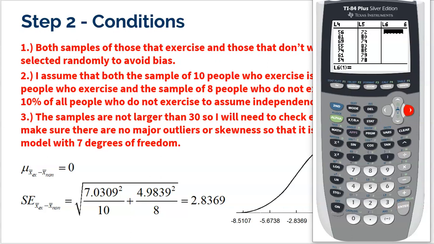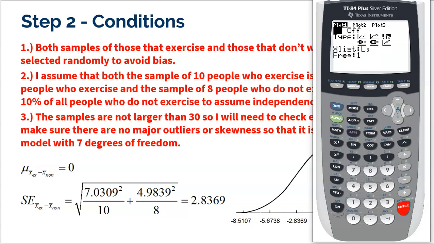Let me see here. I have the data entered into list 4 and list 5. So list 4 are my exercisers, list 5 are my non-exercisers. So what we need to do is just make sure the data is not skewed or any major outliers. So I'm going to go to second y equals. I'm going to turn plot 1 on. Let's take a look at my exercise people first, which is list 4.